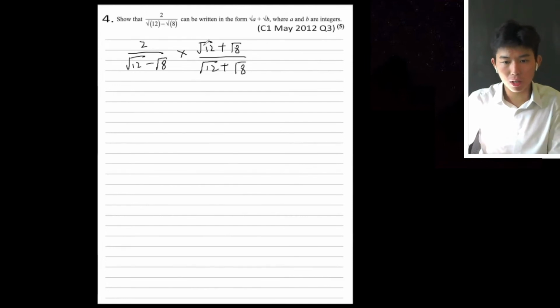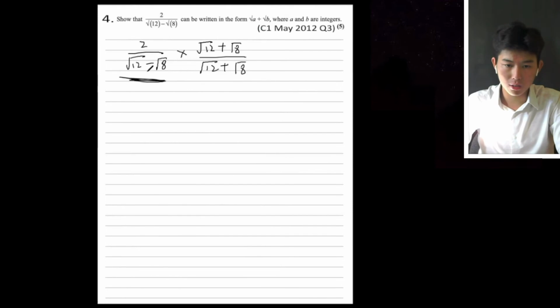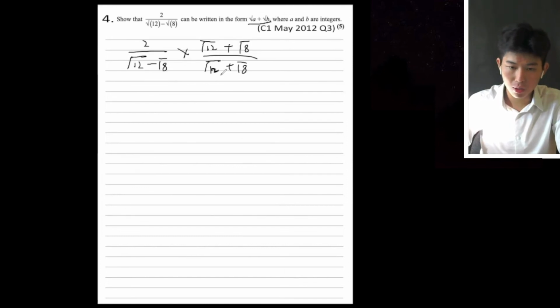The reason why we have to times root 12 plus root 8 over root 12 plus root 8 is because the denominator of this value is stuck with the minus sign. So we have to times it with the positive in order to get this form of root a plus root b. So we don't want any root value in the denominator. We need to get rid of it. So we have to do this. So an easy way to remember, if this is a negative sign, then we have to times the denominator and the numerator with the positive sign.